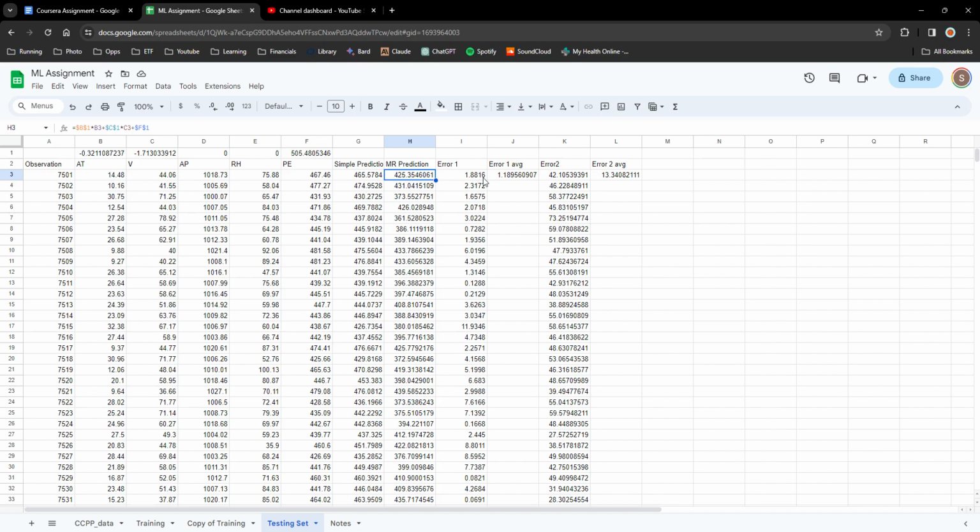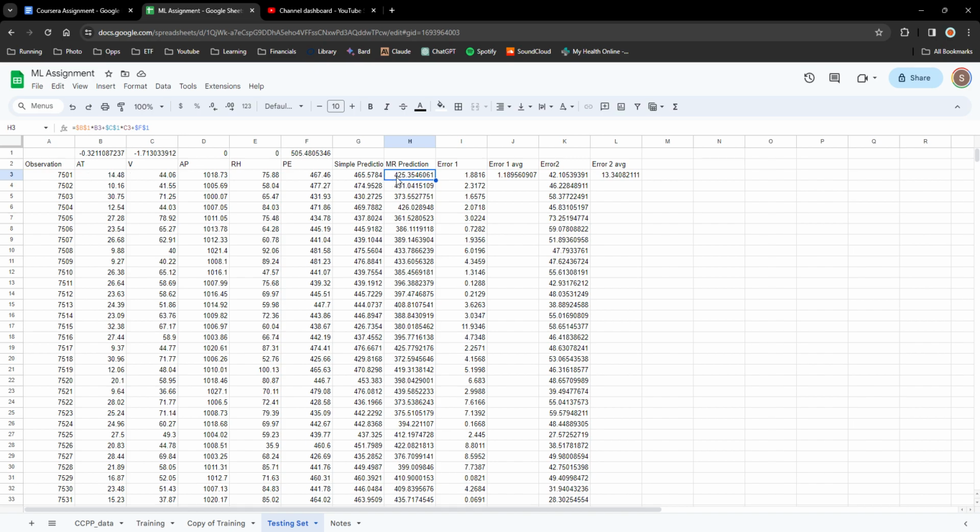The second thing I did was use multiple variables. This was AT and V, and that's what you see here, MR prediction, apologies. The simple prediction is a single variable, and this is the multiple regression variables where you see the two variables out here. So those two variables were AT and V.